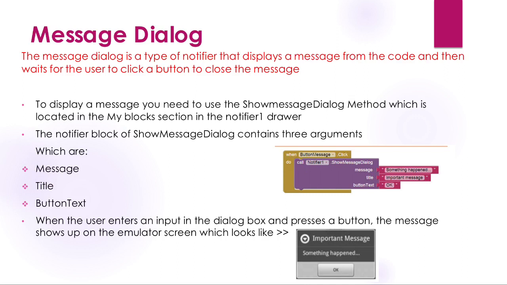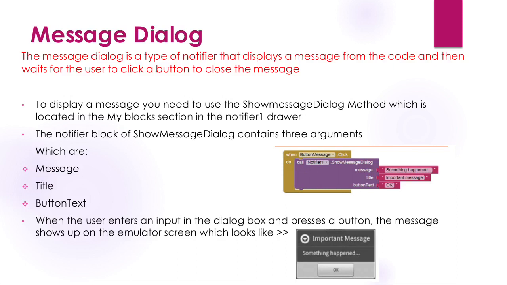So let's talk about what the message dialog is and what its functions are. The message dialog displays a title and a message, and it waits for the user to click a button. When the user clicks the button, the dialog box closes, and this is how the message dialog simply works. This message dialog is located in the My Blocks editor section in the Notifier1 drawer, and it is called the Show Message Dialog method.